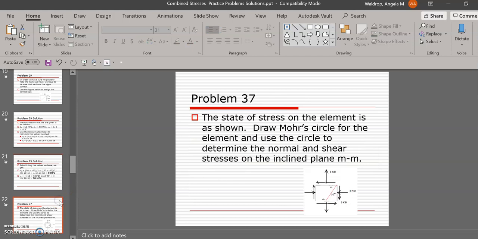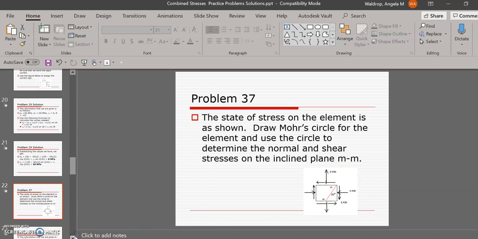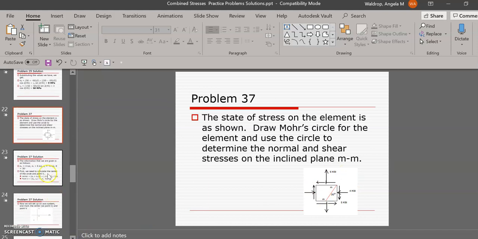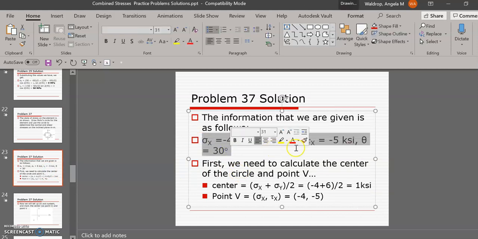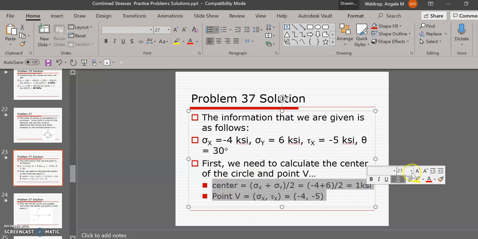Okay. The last type of problem that we're going to look at is something called Mohr's circle. Now, with Mohr's circle, you can see we use the same type of diagram here. Mohr's circle is basically a graphical way of calculating some stresses. The key things to note are that we need to do a couple of calculations first. First, we need to write down all our given information and make sure that we put the signs in. Two things that we need to calculate are the center of the circle, C, and then point V, which is going to be used to help us draw our graph.